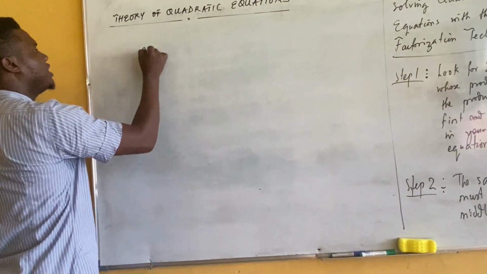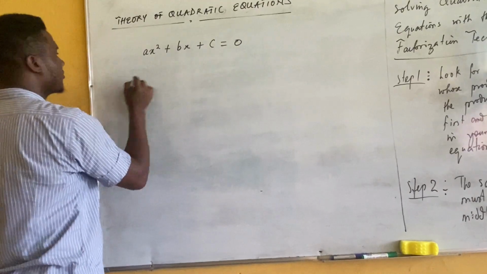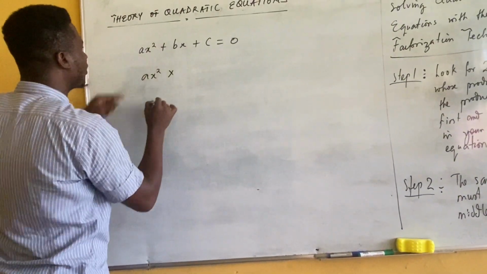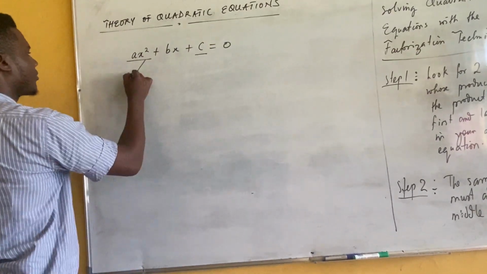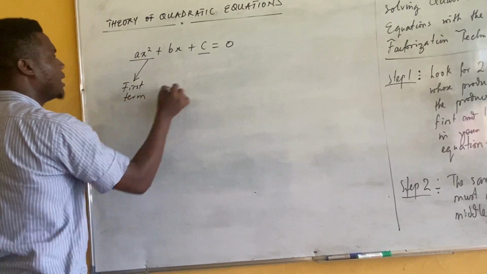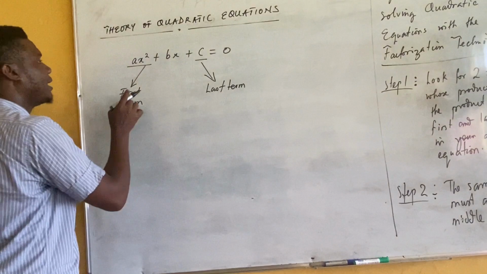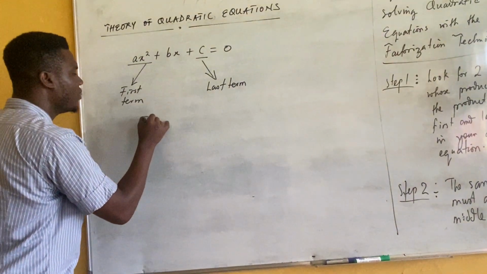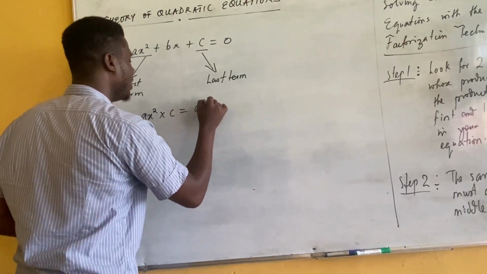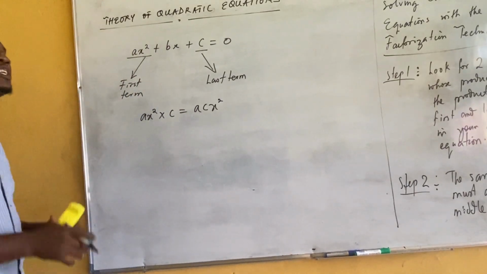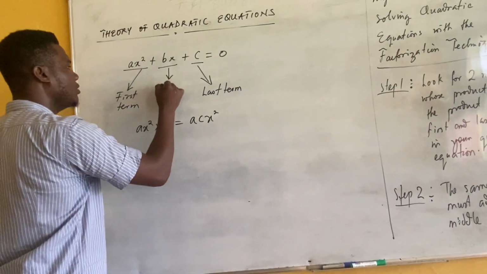That means that if this is our typical quadratic equation, ax squared plus bx plus c in the variable x, we will be looking for two numbers whose product will give the product of the first and last terms. This is your first term, ax squared, and this is your last term, c. So the two numbers we are looking for are numbers that will multiply to give ax squared times c. That is, if we multiply those two numbers we are looking for in step 1, they would multiply to give acx squared. Now the same two numbers we are looking for must add up to give us the middle term. This is the middle term we are referring to.